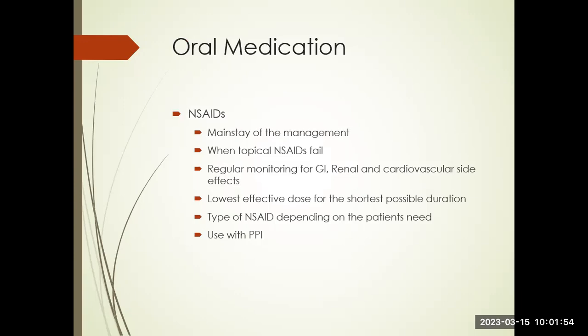When looking at oral medications, NSAIDs are the mainstay of management. We should consider oral NSAIDs when topical NSAIDs fail, but we all know that these carry a lot of side effects. So we have to monitor for GI side effects, renal side effects, and cardiovascular side effects. Here again, we have to use the lowest effective dose for the shortest possible duration, and the type of NSAID should depend on the patient's needs. None of the NSAIDs have shown superior efficacy compared with the others. If the patient has problems with GORD, then we must select something like a selective COX inhibitor. When we are using NSAIDs, we must prescribe proton pump inhibitors because they can carry GI side effects.